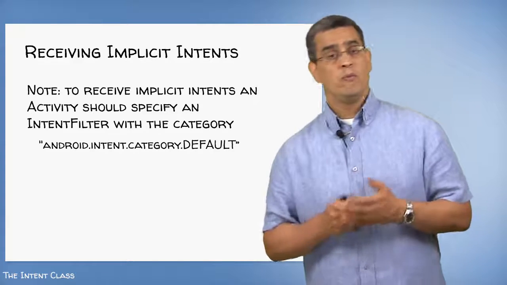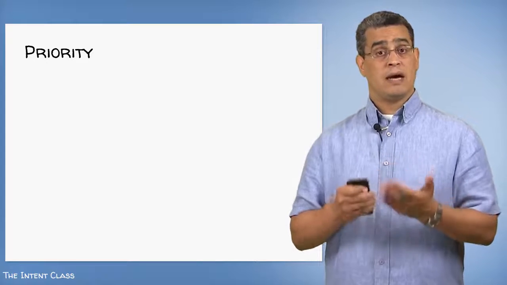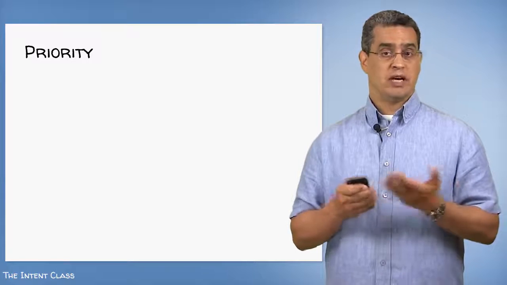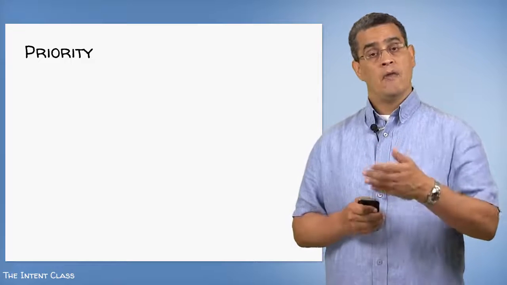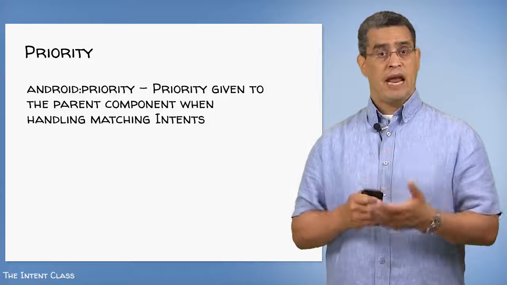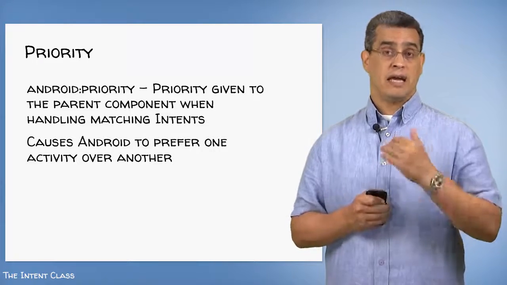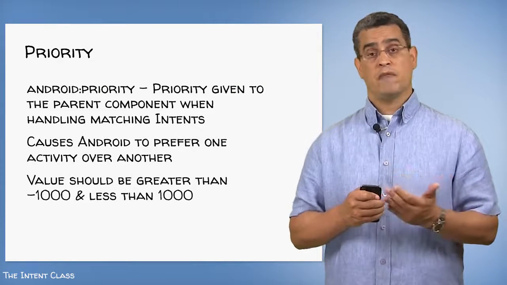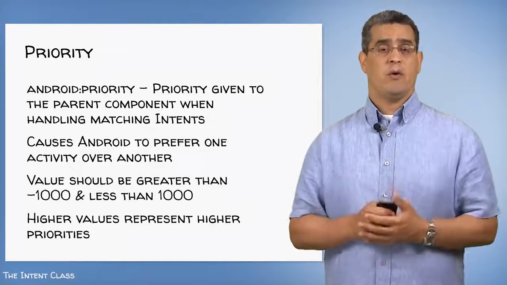Now finally, when more than one activity can accept a particular intent, Android will have to break the tie in some way. And one way to do that is just to ask the user which activity he or she wants to handle the intent. And you may have seen that. Another possibility is that activities can specify a priority that Android will take into account when deciding between two different activities that can handle a particular intent. Now those priority values should be between -1000 and +1000, and higher values mean higher priority.